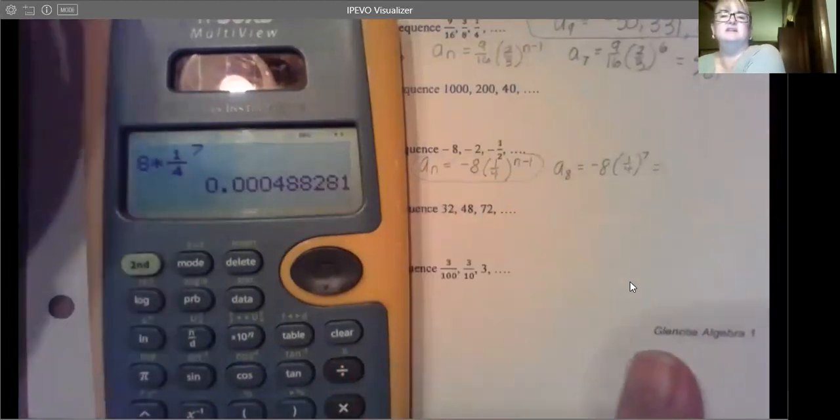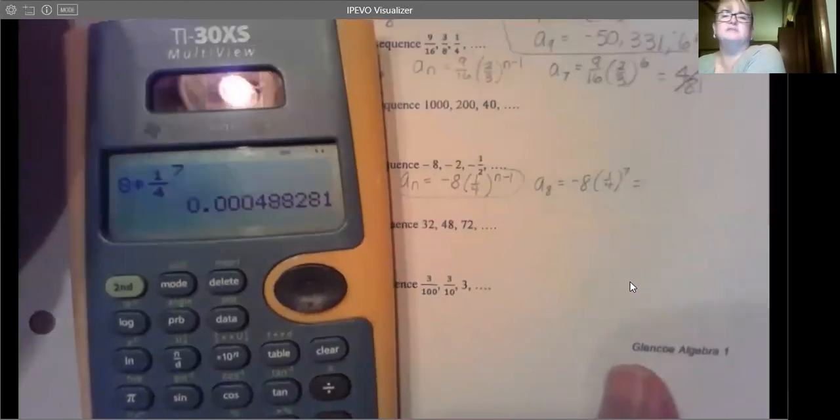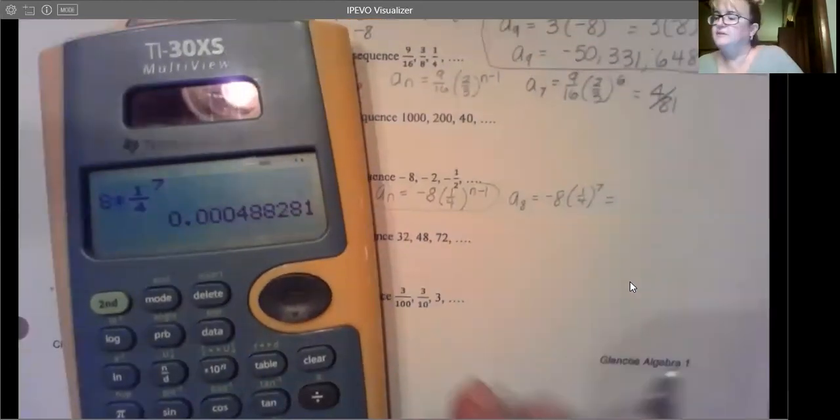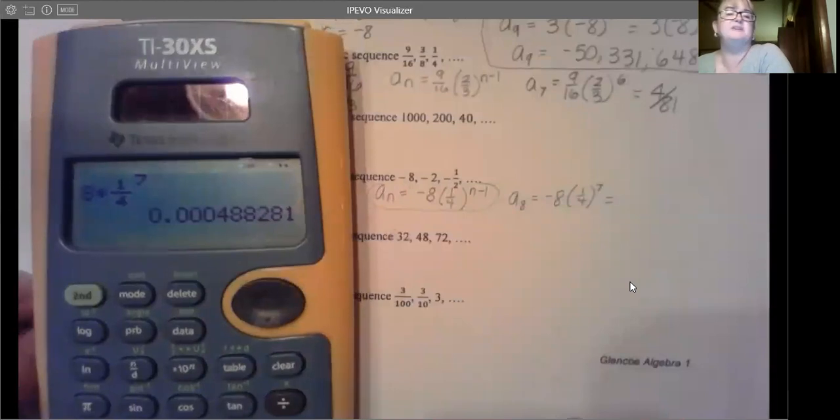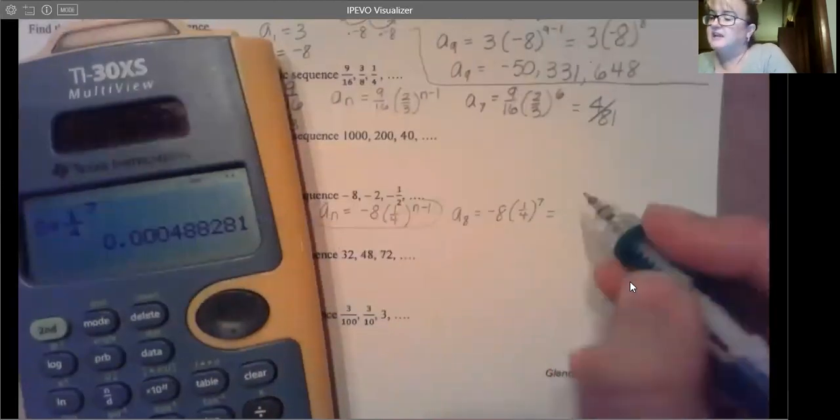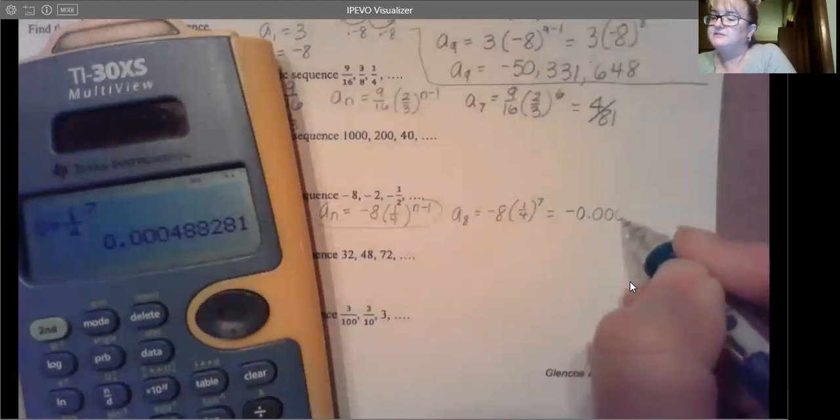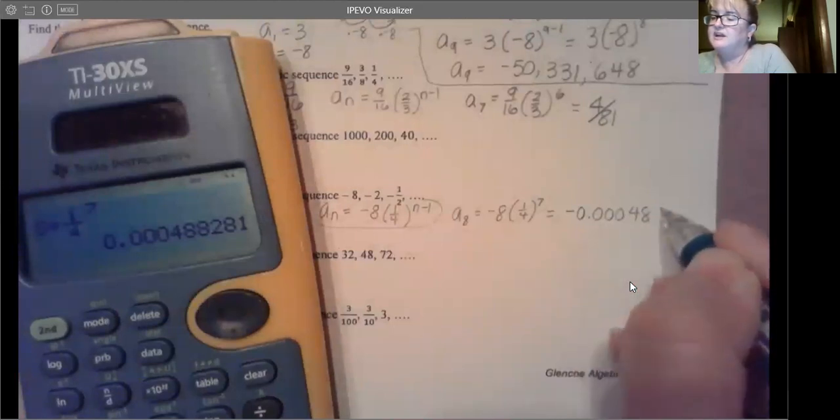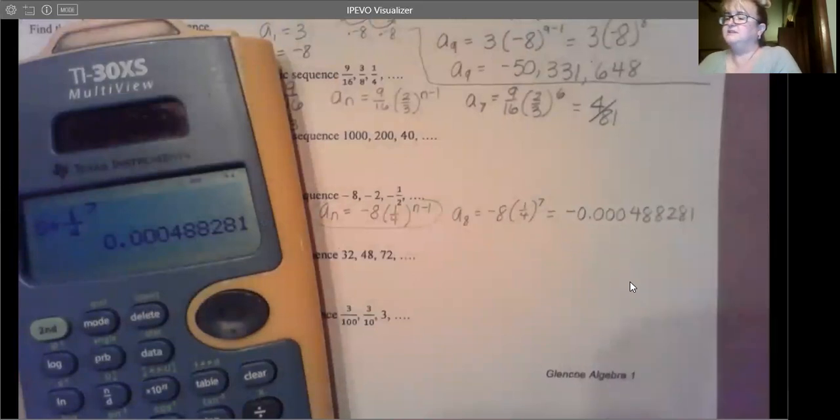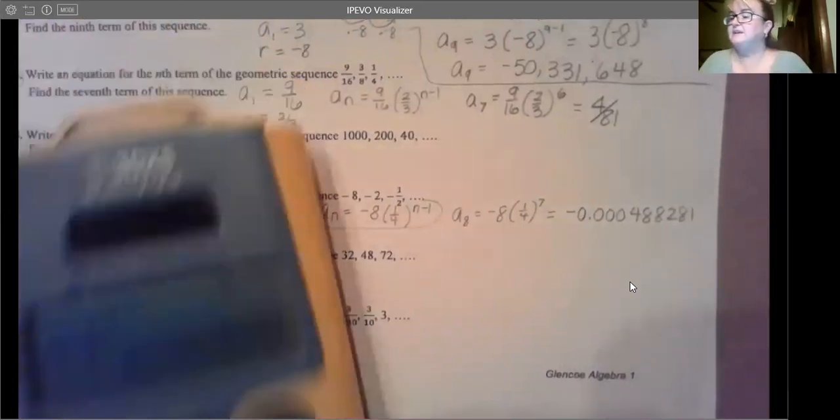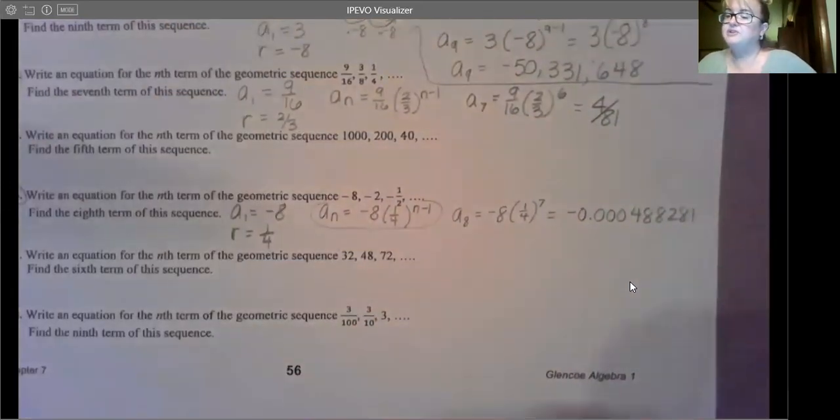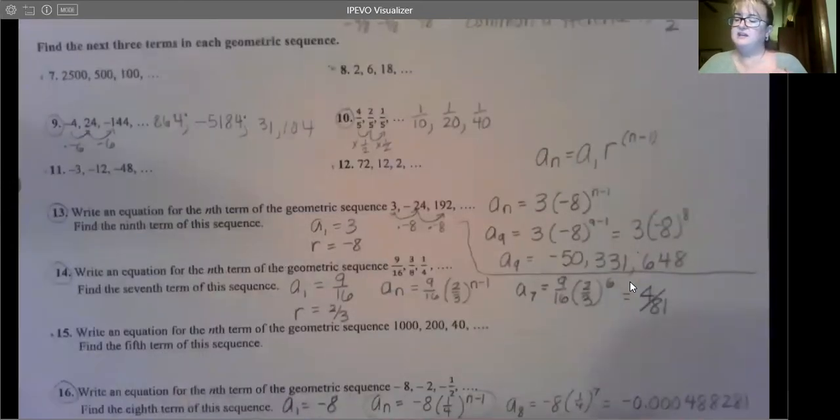Enter. All right, that's a big giant. Oh, I forgot to make it negative. It's got to be negative, because the 8 should be negative. All right, so it is negative 0.0004888281, etc. I want you guys to try 15, 17, and 18.